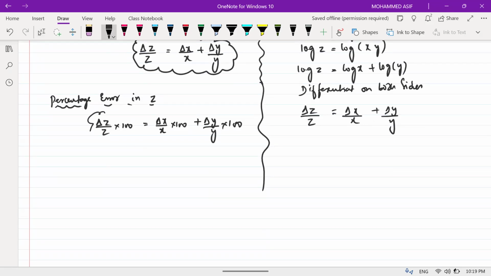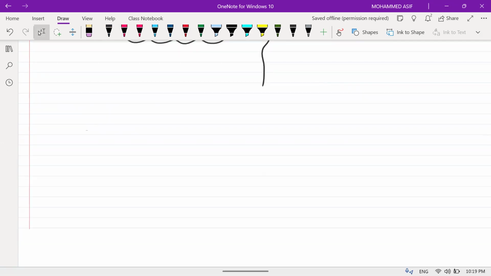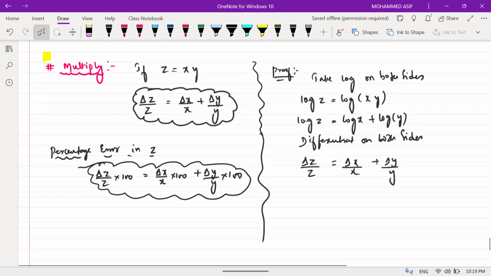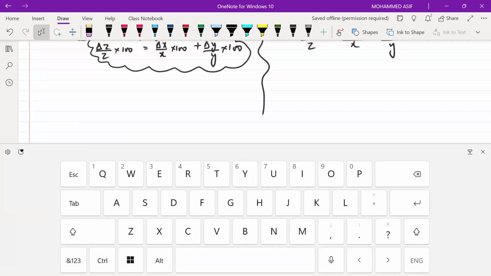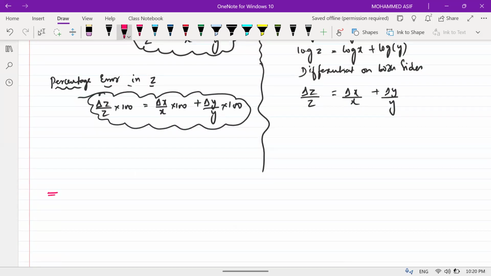Yes. Clear? Sure. Next one and last part of this one. Multiplying is over. Charging in my battery is also over. Sure. Next one is division.